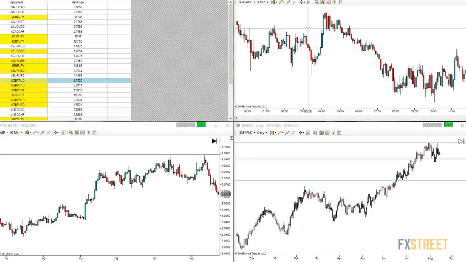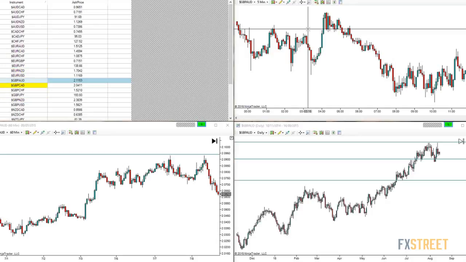So once you've identified them, that's only half the battle. Once you've identified them, you then need to look at the reaction to the levels. You need to see how does price approach the level? Number one, once it's approached the level, what does it do at the level?